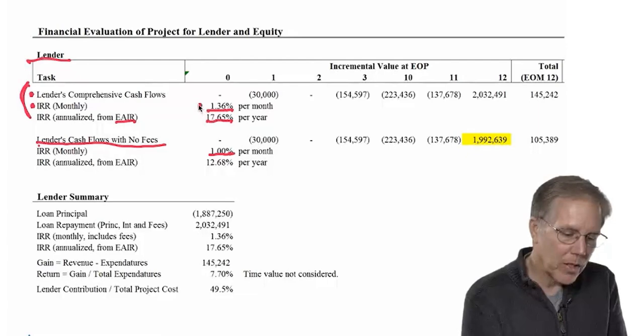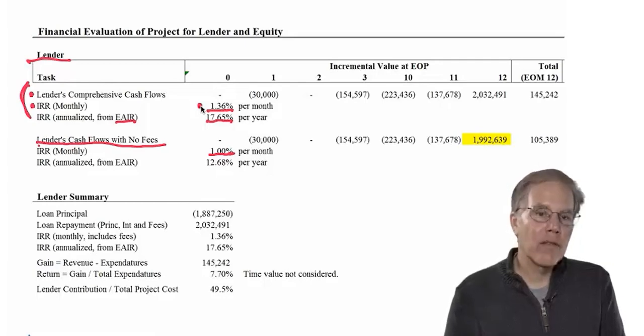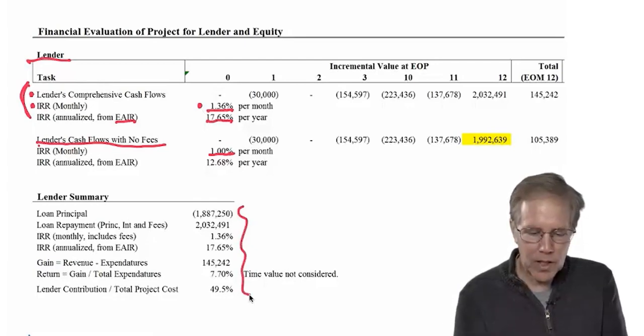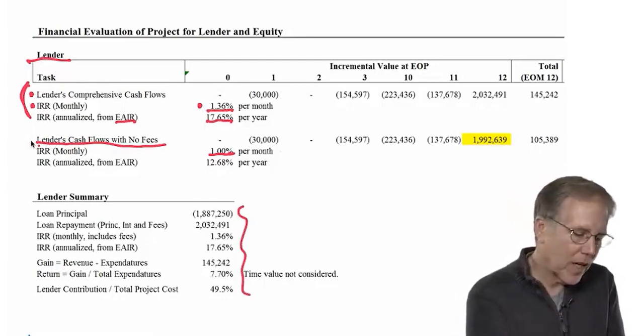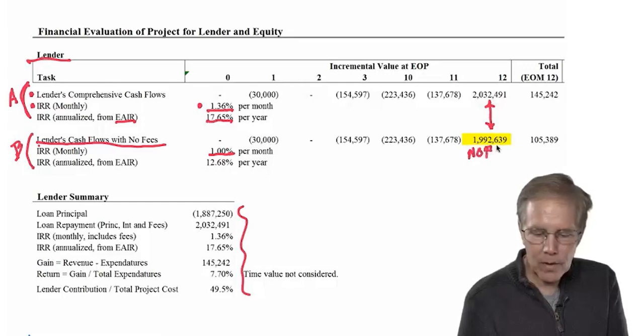The IRR is bigger here with the fees. Why? Because of the fees. The fees increase the positive cash flows for the lender and drive up the lender's IRR accordingly. Okay, so we have a summary of everything here for the lender. You can take a look at that. And all of the comprehensive cash flows, in this case A and this case B, are identical except here where we have no fees.